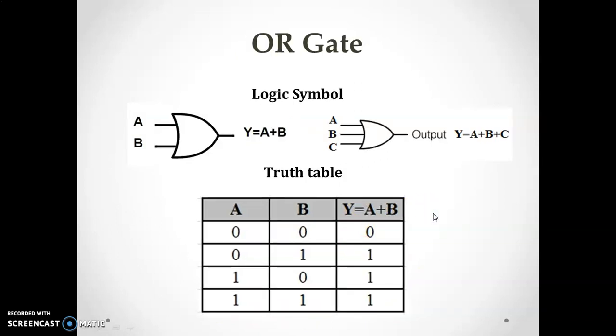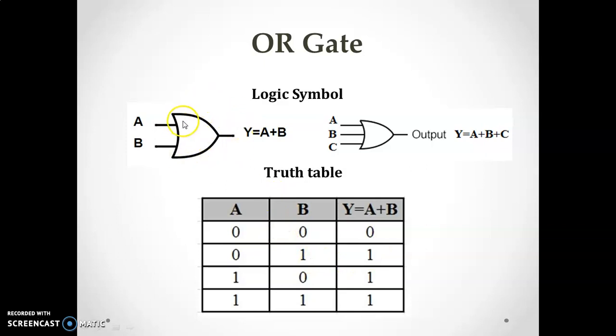OR gate. The logical symbol and truth table for OR gate is shown here in figure. OR gate performs logical addition, also known as OR function. The OR gate has two or more inputs and one output. The operation of OR gate is such that it produces high output when any of the inputs is high. The output is low when all the inputs are low.